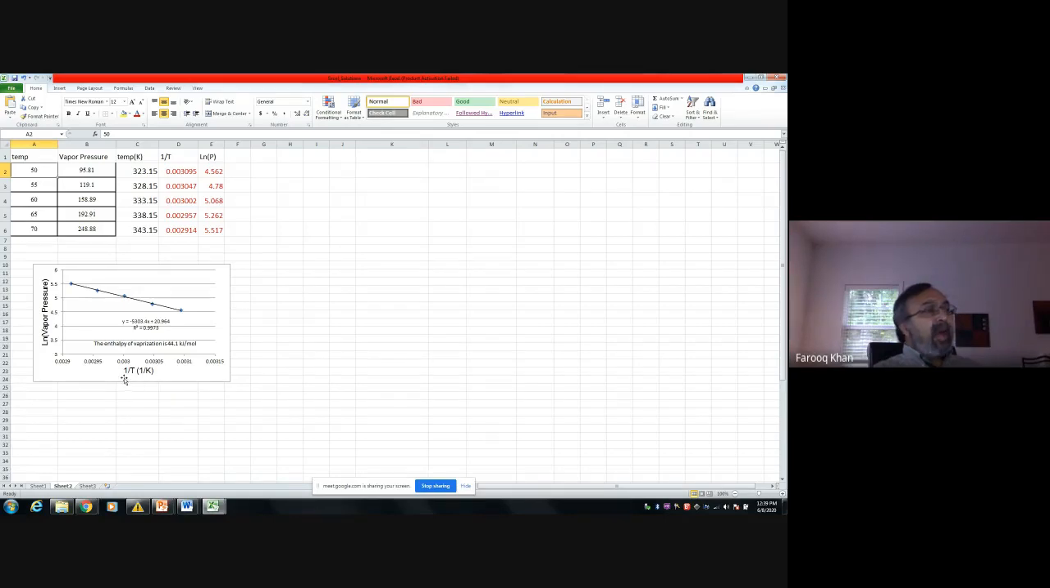Notice that we have 1 over temperature in Kelvin on the horizontal axis and the natural log of vapor pressure on the vertical axis. We get a straight line with a negative slope. And this is what we will use in our calculations. Now, you might have a question, how do I go ahead and create this particular graph?